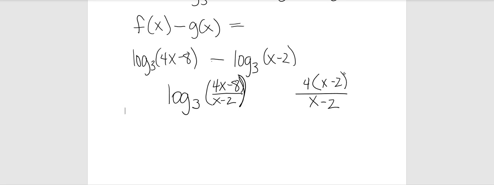And we can see that those values will cancel out, leaving me with f of x minus g of x is just equal to log base 3 of 4. And we know that if we wanted to calculate that in a calculator, we could use the change of base formula and do log of 4 divided by log of 3.